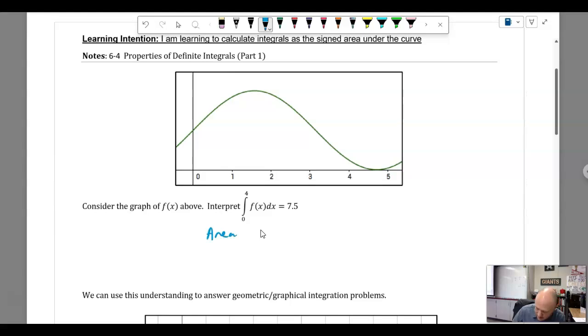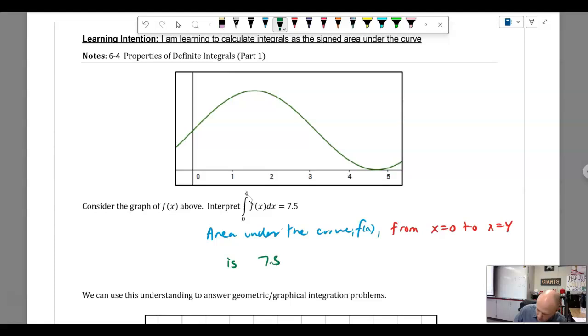So we have the area under the curve f of x, and the number at the bottom of the integral symbol is where we start calculating the area under the curve, and the number at the top is where we end. Those are called our limits of integration. So from x equals 0 to x equals 4, it is 7.5. So area under the curve is 7.5.